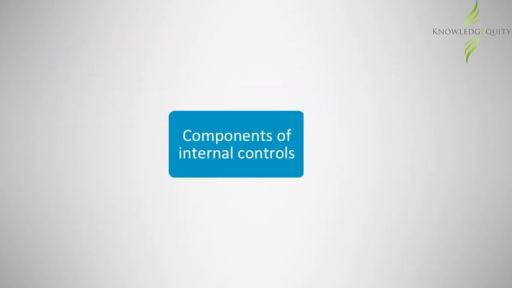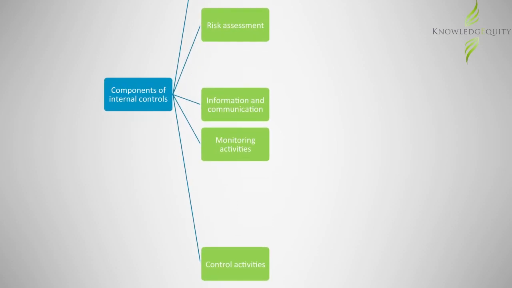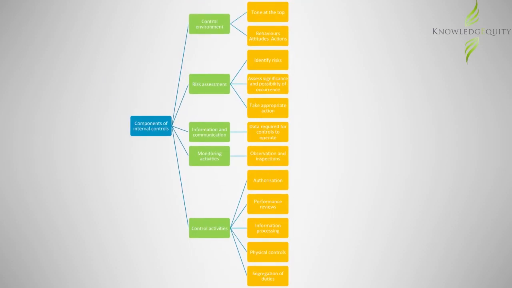To recap, there are 5 components of internal controls. In this clip, we looked at the last 4 components. Our completed flowchart for all the components of internal controls would look like this.